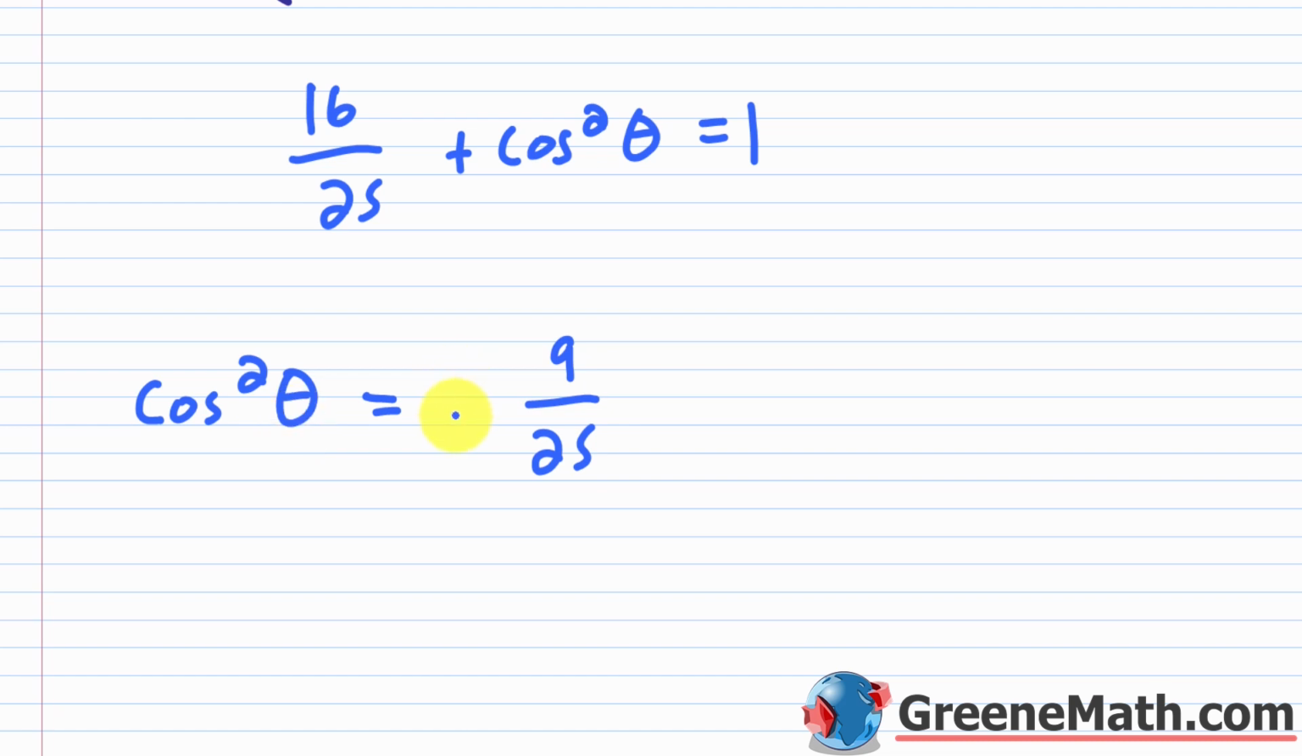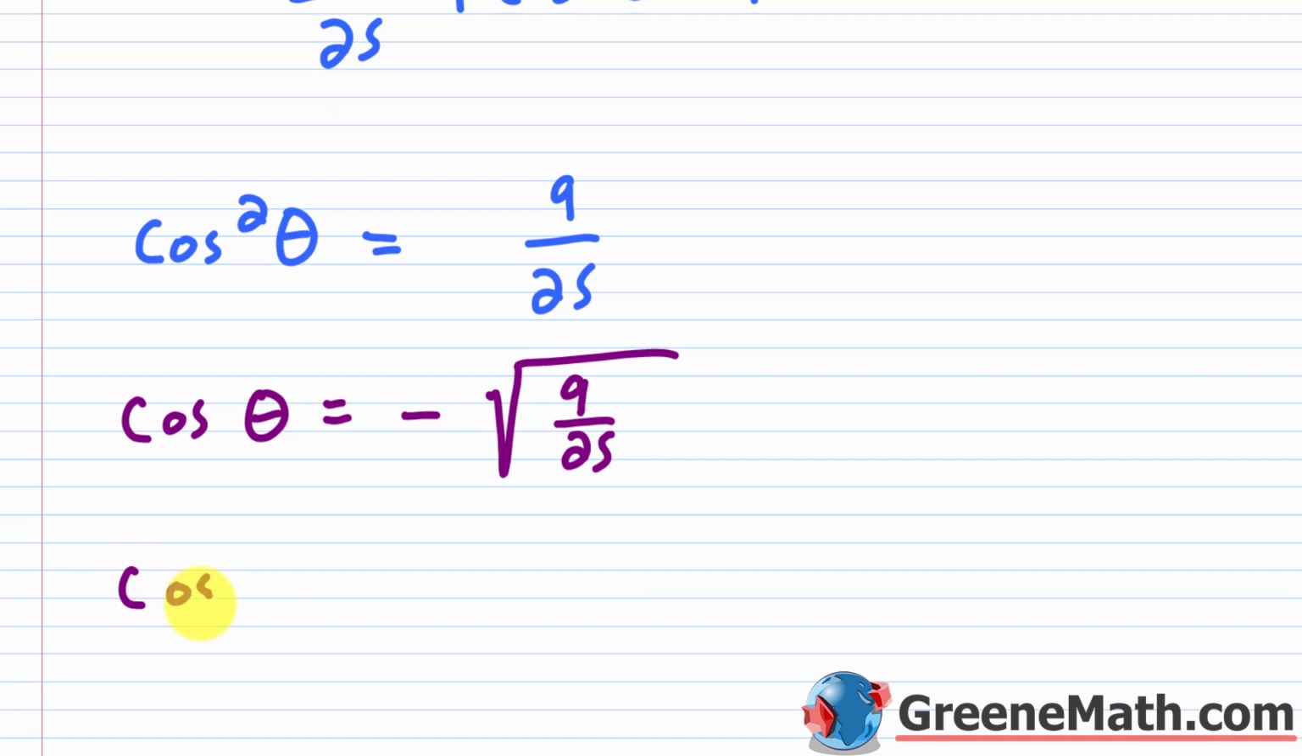Remember, you get plus or minus over here, and then based on what quadrant you're in, that's how you decide what sign you're going to use. Now we're told that theta is in quadrant 2, and in quadrant 2, cosine is negative. So cosine of theta is equal to the negative of the square root of 9 over 25. This gives me cosine of theta equals negative square root of 9 is 3, and the square root of 25 is 5. So negative 3/5.